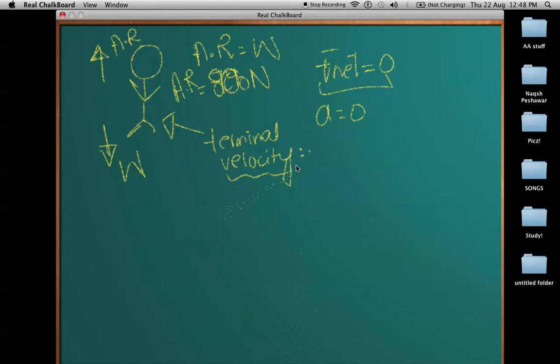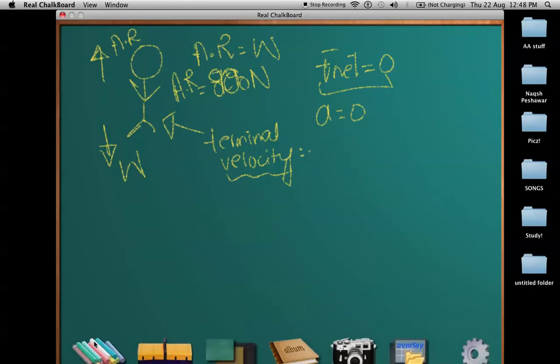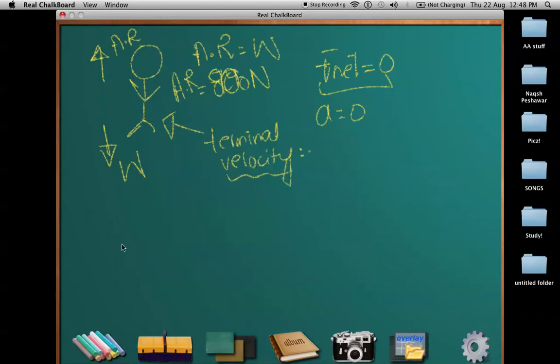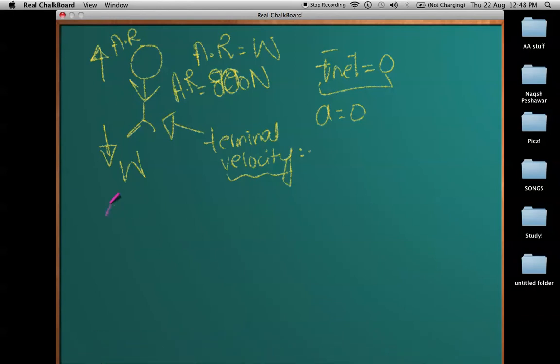This is known as terminal velocity. And the important part that we'll be doing in this video would be to make a speed time graph of this scenario. Let's just try to make a speed time graph of this scenario.